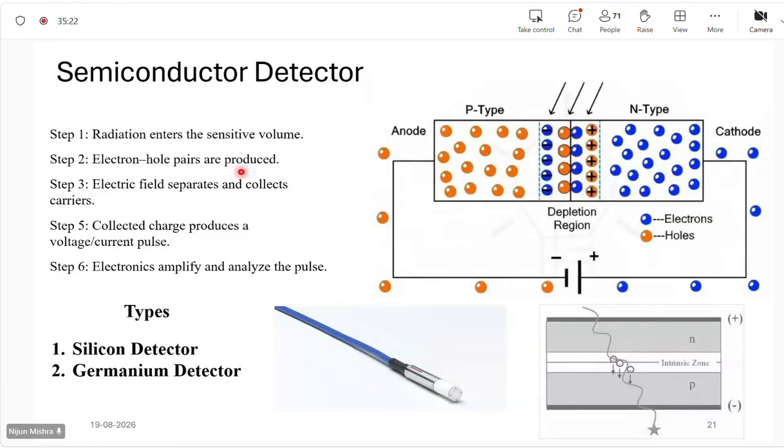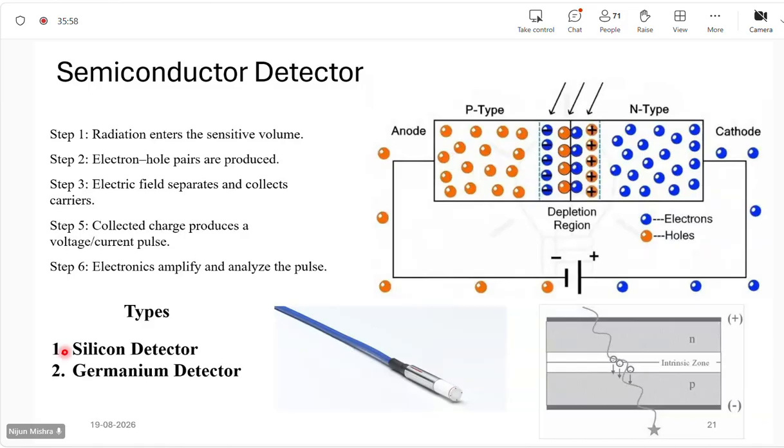In this depletion region, electron hole pairs are produced, and then the electric field separates these electron hole pairs, and the collected charges produce a detectable current pulse. Here you can see that this is reverse bias. These semiconductor detectors we always use in reverse bias condition. This reverse bias condition not only increases the depth or width of the depletion region, but also minimizes the leakage current within the detector medium.